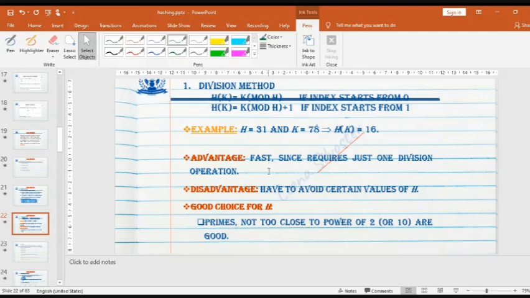The advantage of this method is that it is very fast since it requires just one division operation. The disadvantage is that we have to avoid certain values of h. A good choice of h is primes not too close to a power of 2. Primes which are farther away from a power of 2 are a good choice.